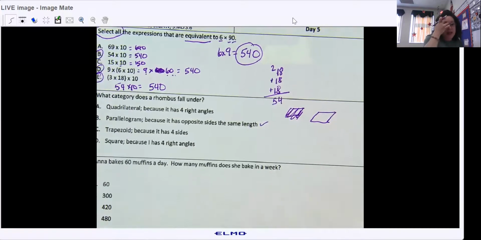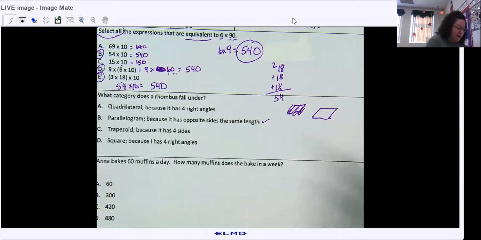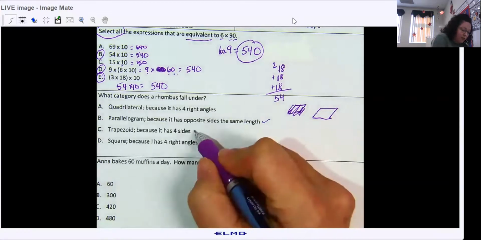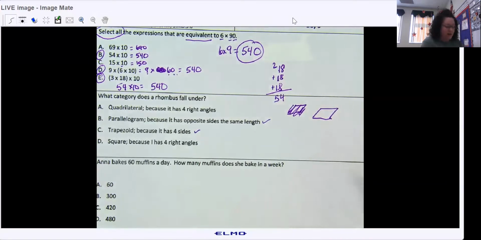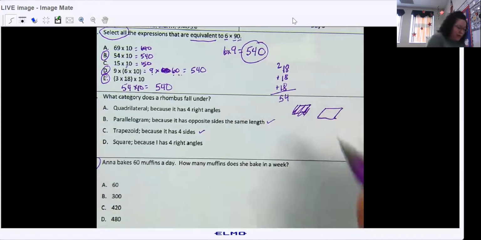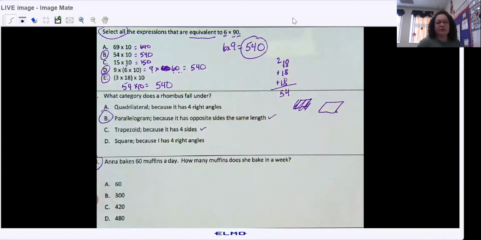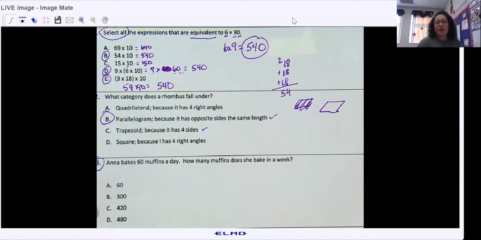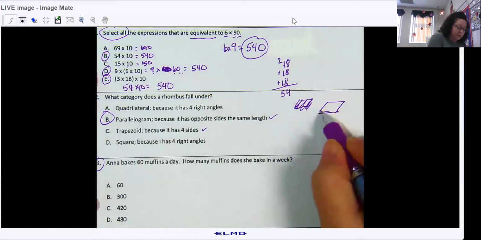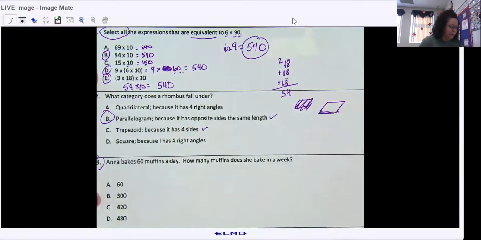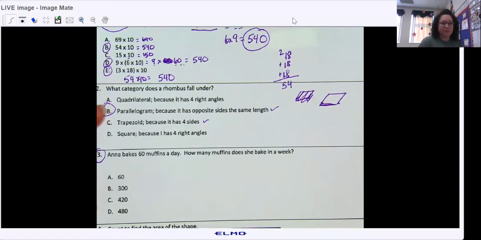A trapezoid because it has 4 sides. Well, it does have 4 sides, but that doesn't mean it's a trapezoid, because a square has 4 sides. A square because it has 4 right angles. It does not have 4 right angles. Right? Parallelograms are like the square, but kind of slid over. The rhombus, rather, which is the parallelogram.